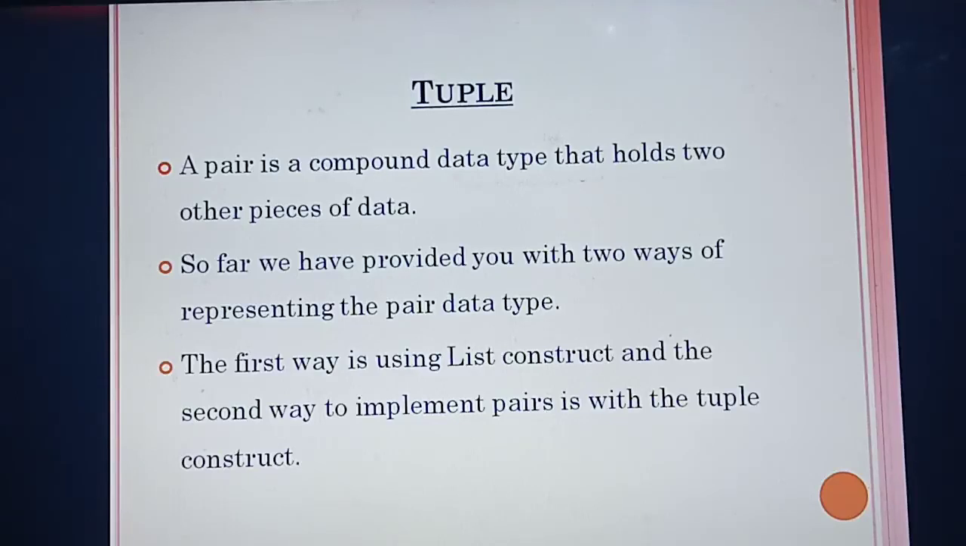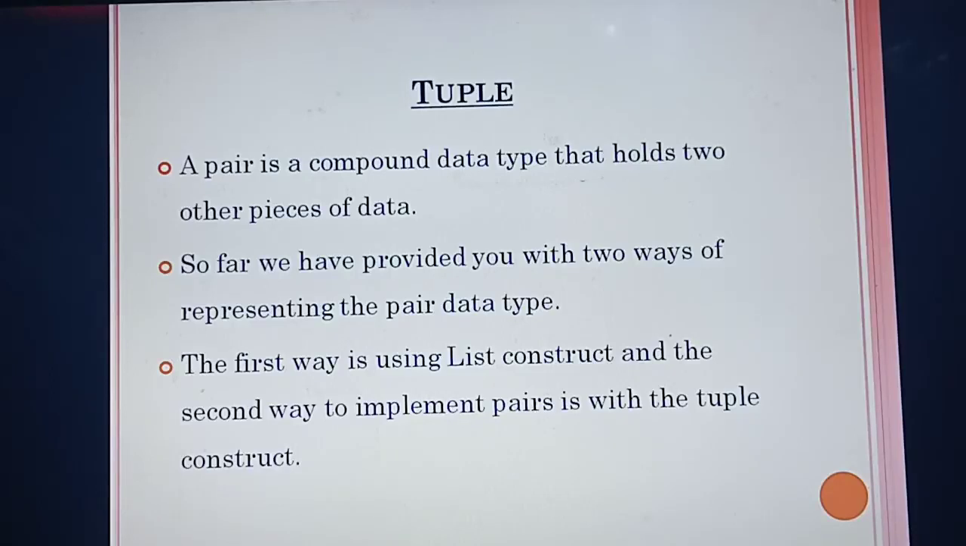Pair. So listen, in the tuple topic also, they have first given a pair as an introduction. What do you mean by pair? Pair is also one kind of data type, just like a list and a tuple. Pair always holds how many pieces of data, students? 2 pieces of data. Pair always means 2. Pair can be represented in 2 methods.